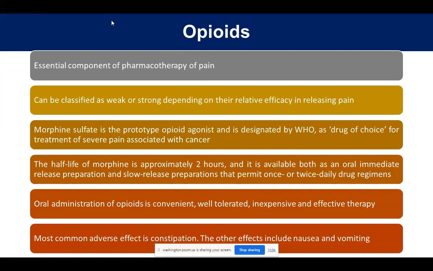The half-life of morphine is approximately 2 hours, and it is available both as an oral immediate release preparation and a slow release preparation that permits a once or twice daily drug regimen. Oral administration of opioid is convenient, well tolerated, inexpensive, and an effective therapy. The most common adverse effect is constipation. The other effects include nausea and vomiting.